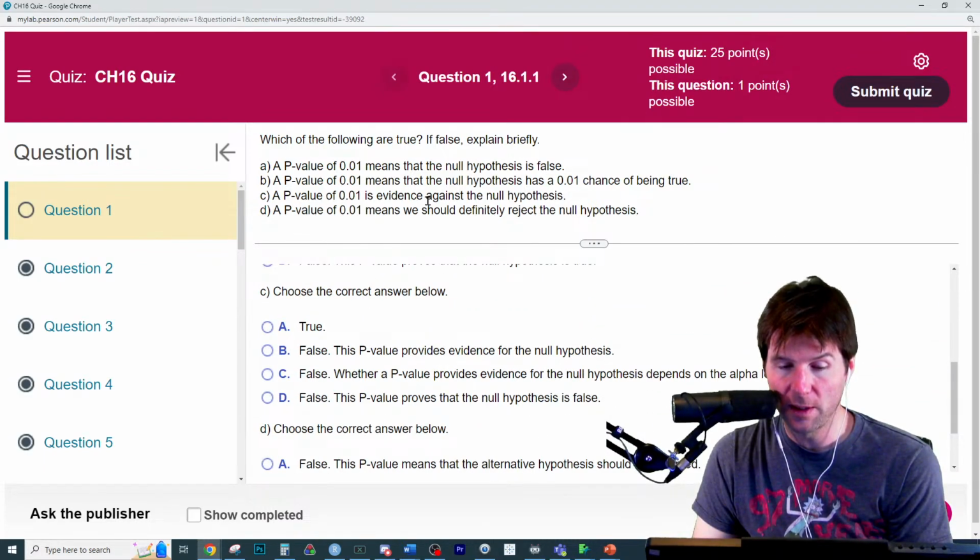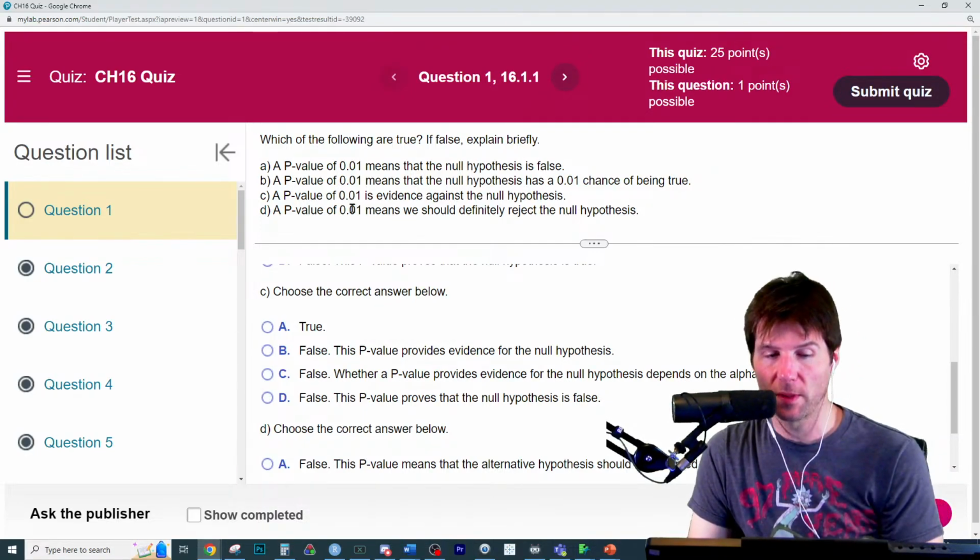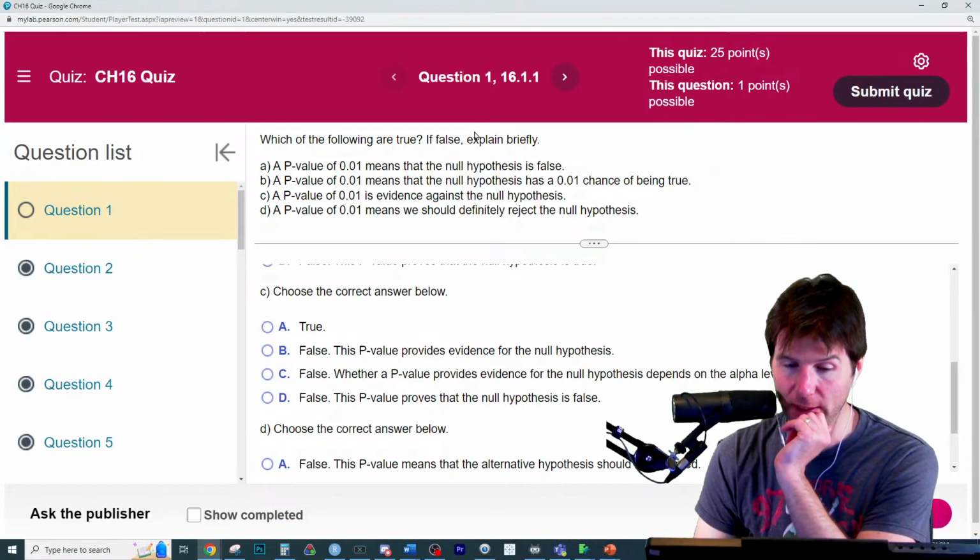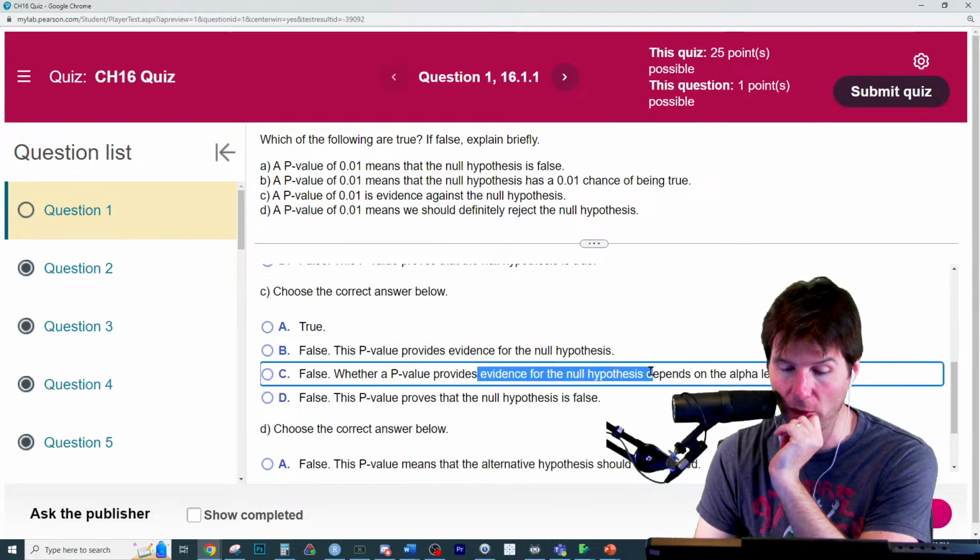A p-value of 0.01 is evidence against the null hypothesis. That's kind of true. This p-value proves the null? No. We don't provide evidence for the null. It should be evidence for the alternative.